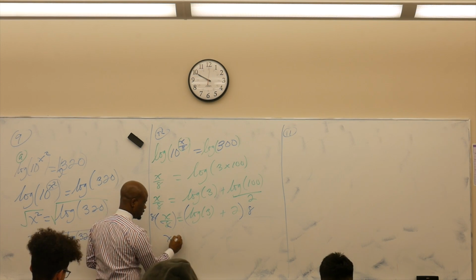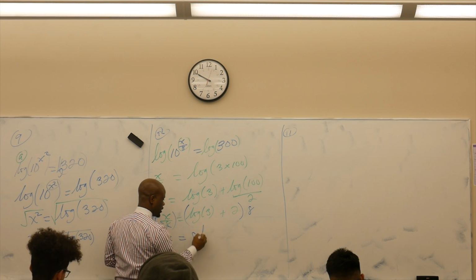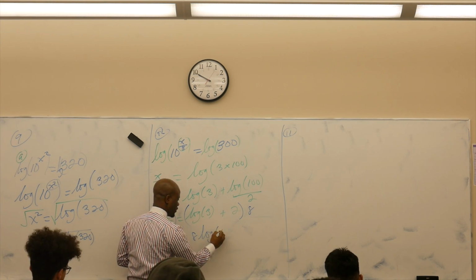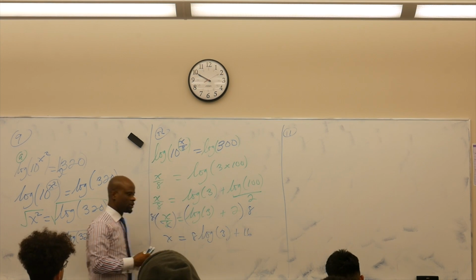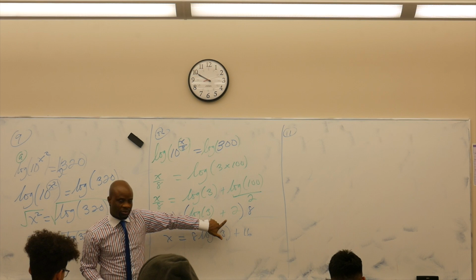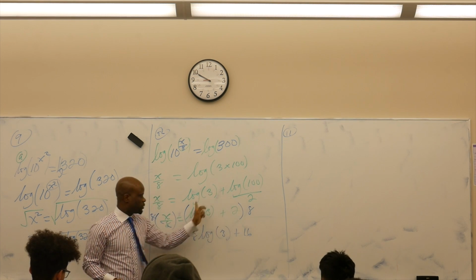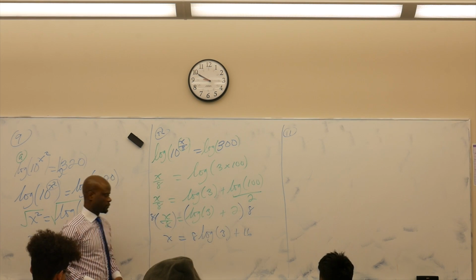So x is equal to 8 times the log of 3 plus 8 times 2. Because this 8 gets distributed to everything in here, right? To this piece and to this piece.